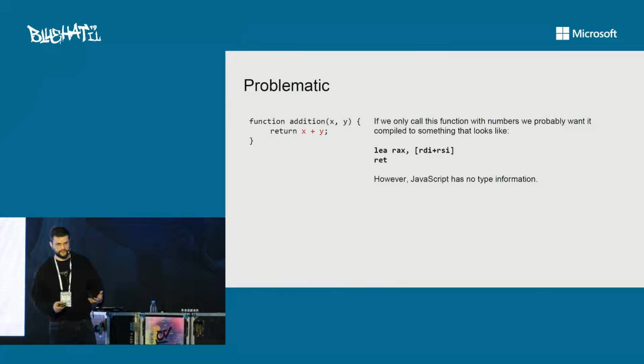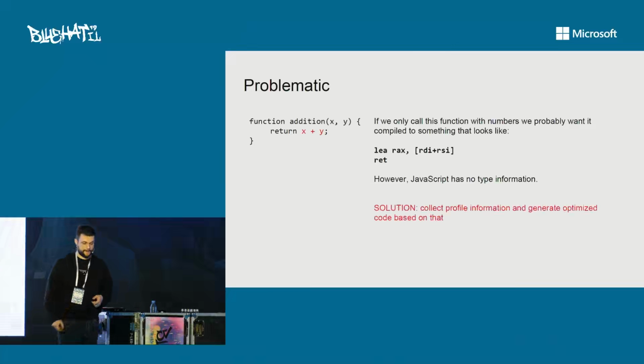But we don't have type information, right? We don't know that those things are going to be integers, which is the main problem of JavaScript just-in-time compilation. So the way the JIT compilers deal with that is that while we are running in the interpreter, we will collect profile information on the type of parameters, and we will generate optimized code based on that. More on that later.